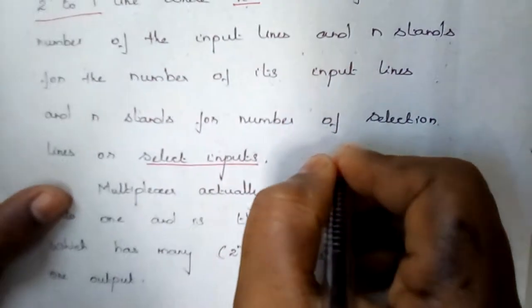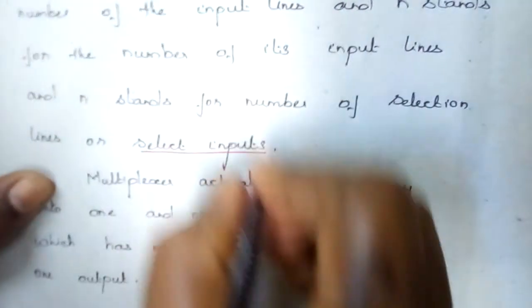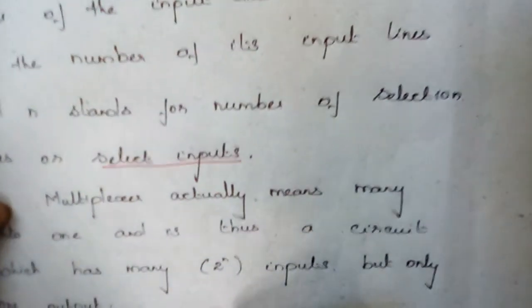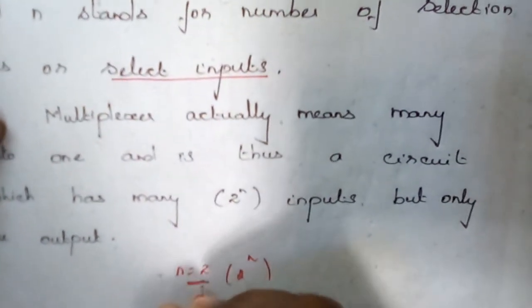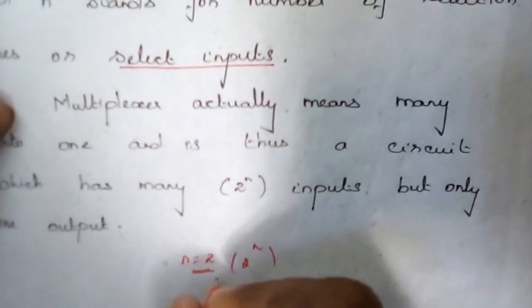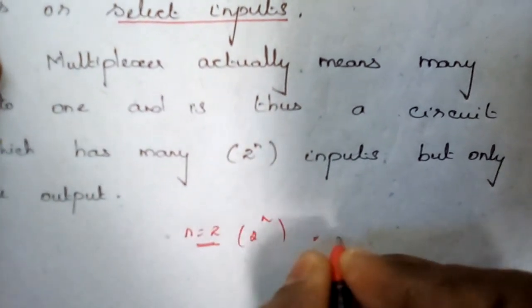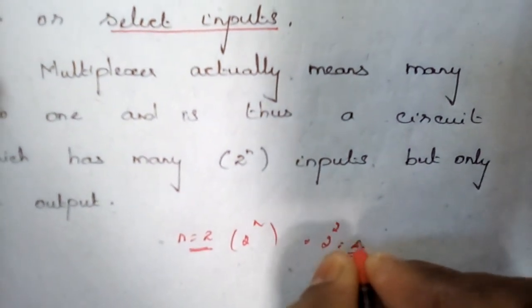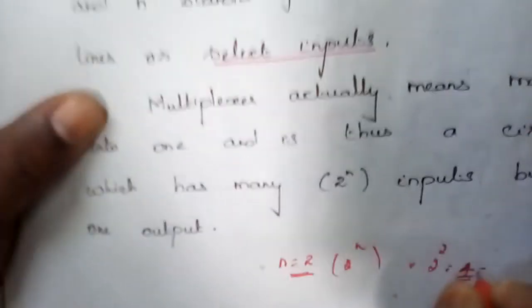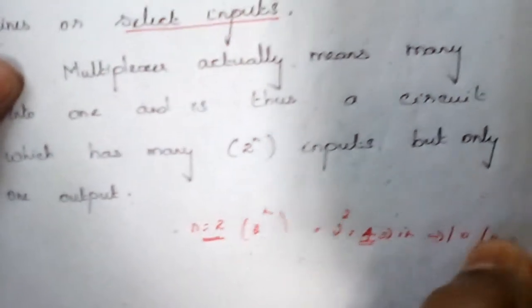So when we say the multiplexer is 4 to 1, here we have n as 2. For a 2 power n size multiplexer, if n is 2, n is the number of selection inputs or data selectors which we have provided. If it is 2, we have 2 power 2, that is 4. So this multiplexer is a 4 input to 1 output multiplexer.